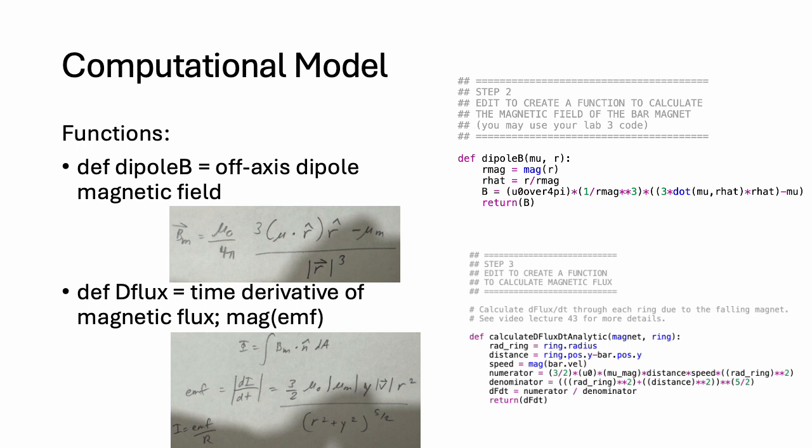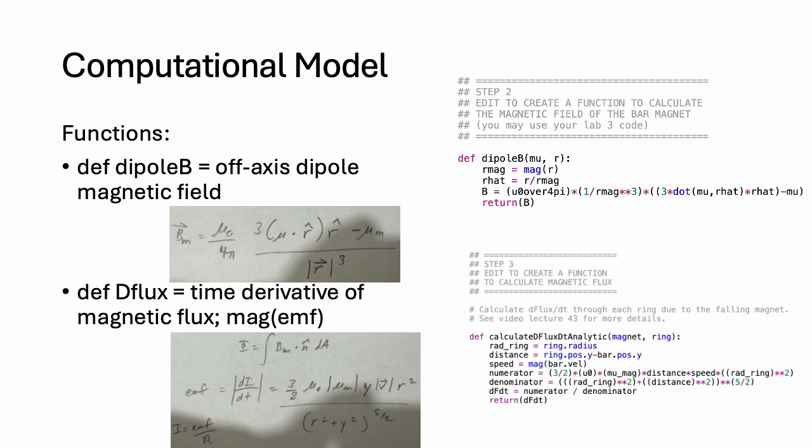Before the simulation loop, we defined 2 functions, the first function being the dipole off-axis magnetic field, which is given from the equation: mu naught over 4 pi, times 3 times mu dot r hat times r hat minus mu, all over the r vector magnitude cubed, as defined in the function.